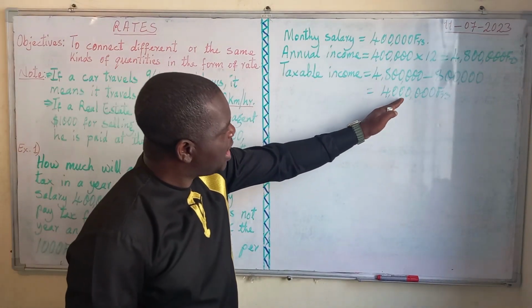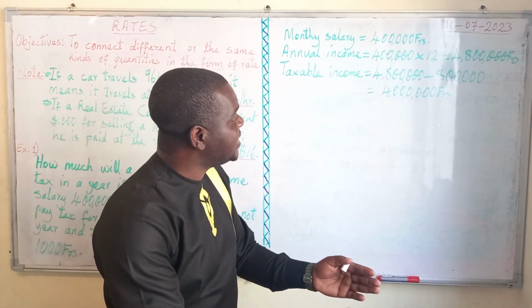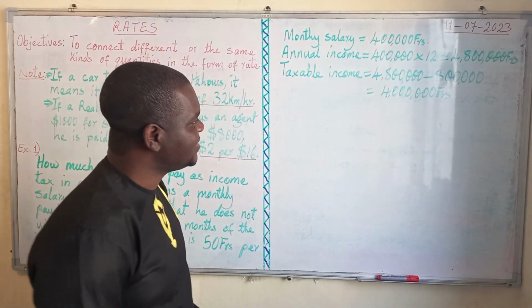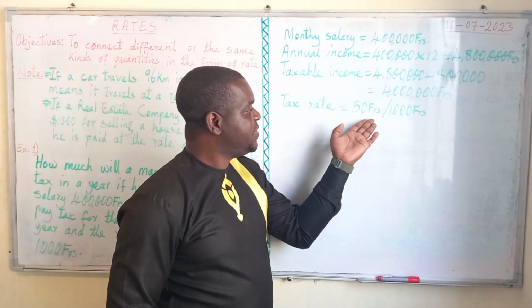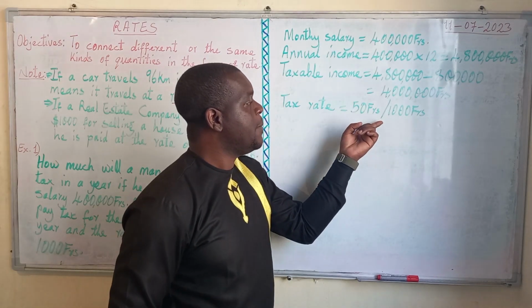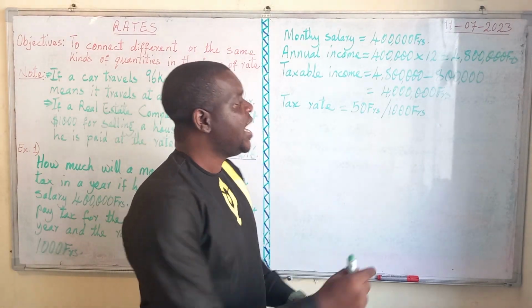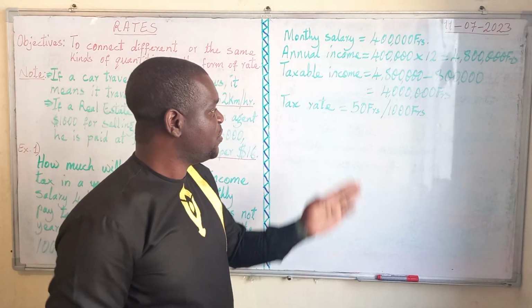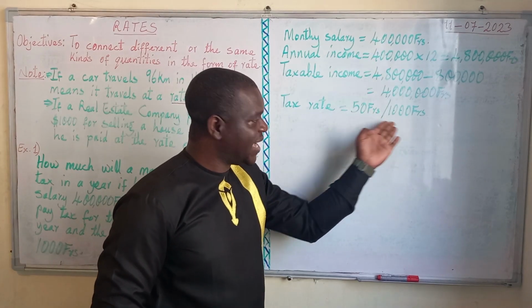If we have the amount that will be taxed, then we can identify the tax rate. What is the rate of tax? The rate of tax is 50 francs out of every 1,000 francs. That's the meaning of 50 francs per 1,000. It means out of every 1,000, he pays 50 francs. That's what we call tax rate, or that's how it can be interpreted.